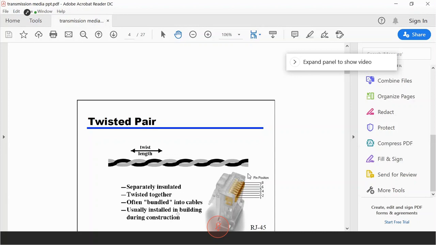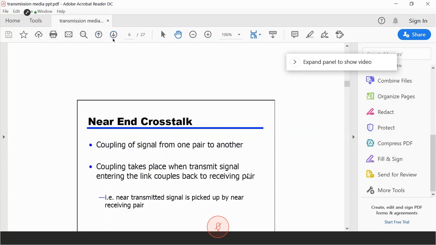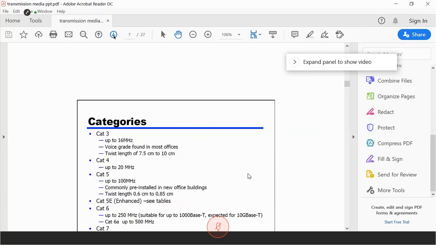The good thing about the twisted pair is it is cheap and easy to work with. These are the cons of it: low data rate and short range. This is what I just now explained about the crosstalk. And these are its categories.